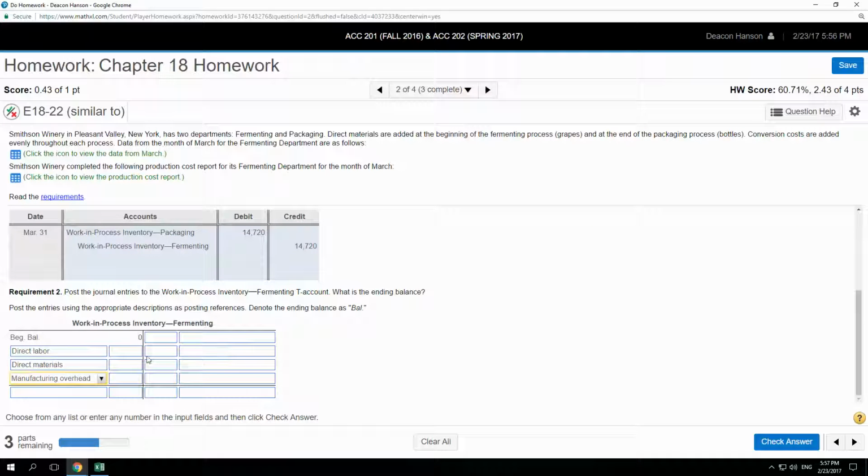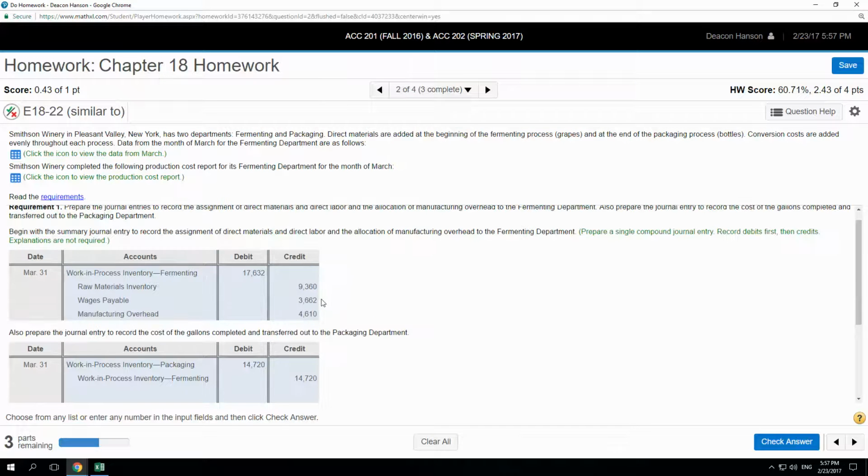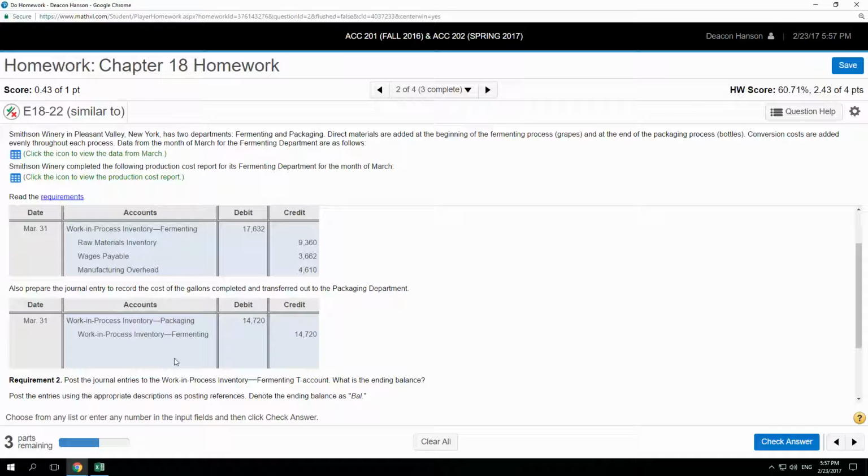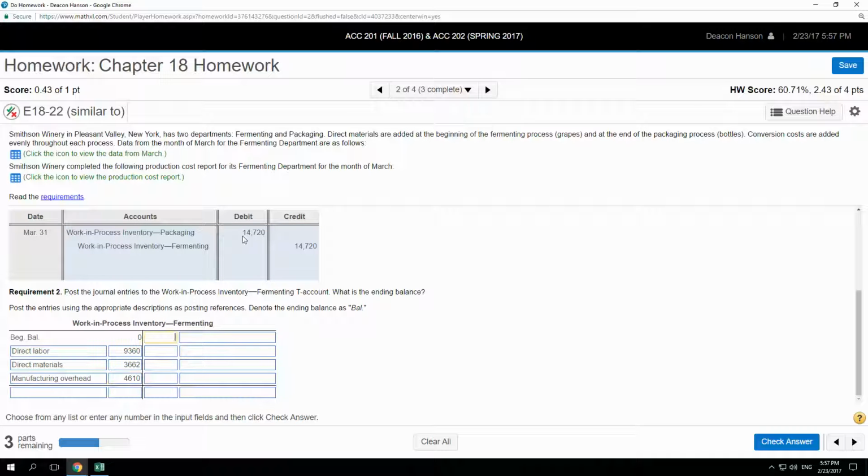So 9,360. Oops, 9,360. $3,662, and then the overhead amount was $4,610. Okay. And then we transfer out, so you take the second journal entry and you transfer out 14,720. Okay, and this is going to be labeled transferred to packaging.